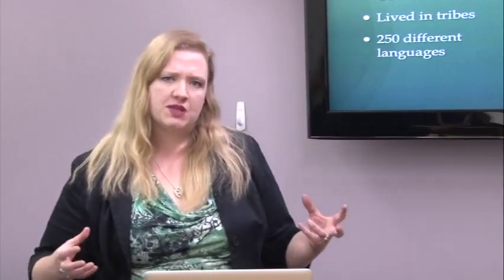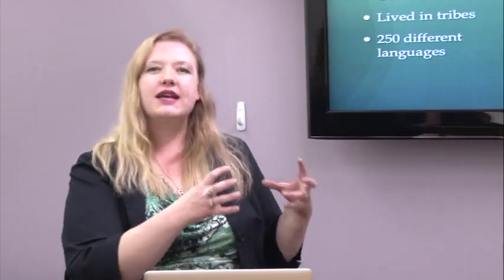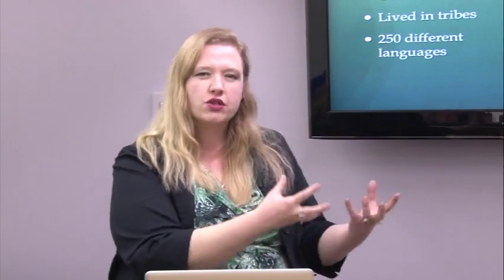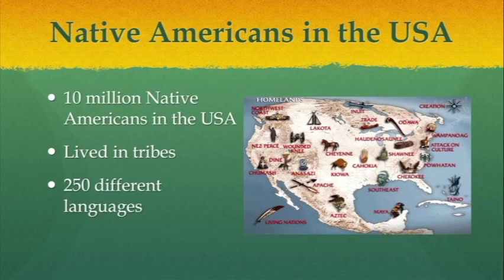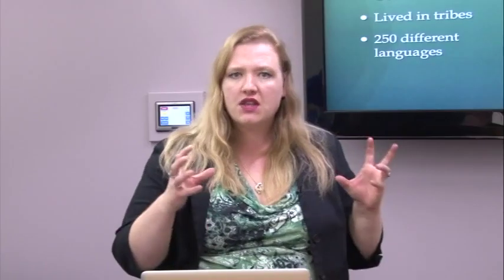So let's talk about the Native Americans in what is now the United States. 500 years ago, there were about 10 million Native Americans who lived in the United States, and they lived in tribes. A tribe is a large group of people like a nation. Each tribe had its own culture and religion and political system, and each tribe also had its own language. You can see on the map here some of the different tribes that lived in the United States. At that time, 500 years ago, there were about 250 different languages being spoken by the Native Americans who lived in the United States. And it's important to know that none of those languages were English. English was not spoken in the United States until after the Europeans arrived.